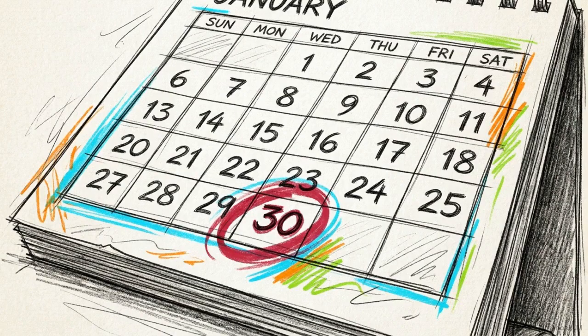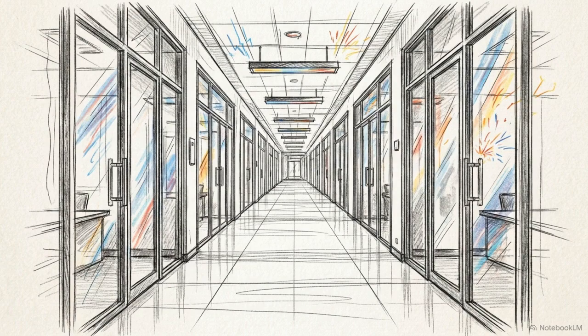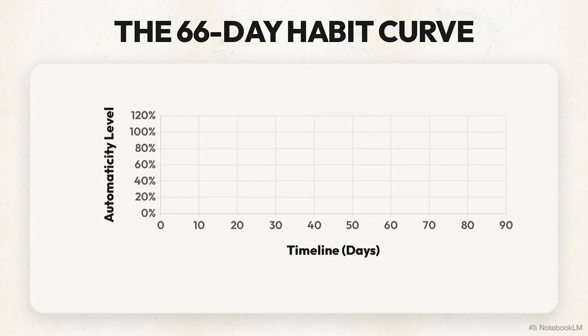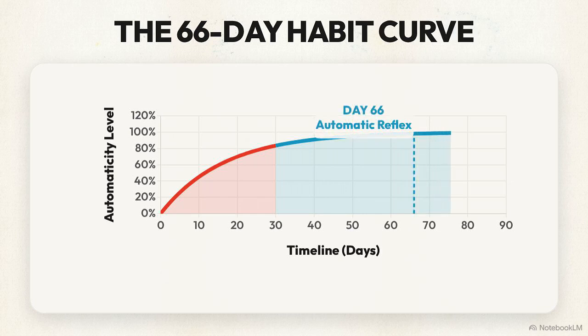While we are starting with a 30-day challenge, it is important to understand the actual timeline for behavioral change. Research indicates that it takes an average of 66 days of consistent repetition for a new behavior to become a fully automatic reflex. We focus on the first 30 days because that is where you face the most friction. Once you navigate this initial month, you create the momentum necessary to reach that 66-day plateau.